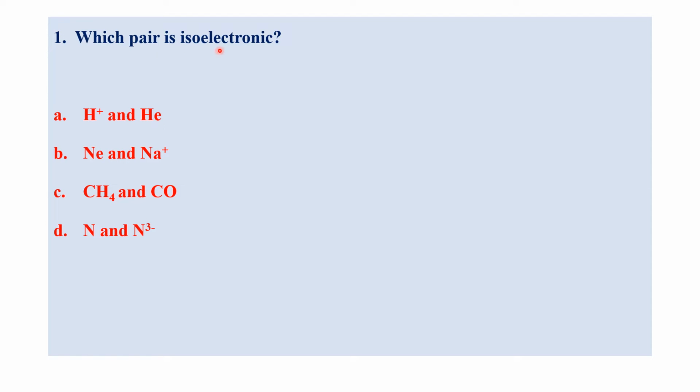Which pair is isoelectronic? Isoelectronic means having the same number of electrons. There are four pairs given: H+ and helium, neon and Na+, methane and carbon monoxide, nitrogen and N3-. First we will find the number of electrons for each of these pairs, then we will be able to find which pair is isoelectronic.